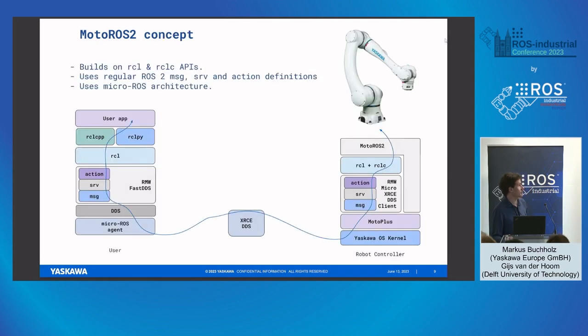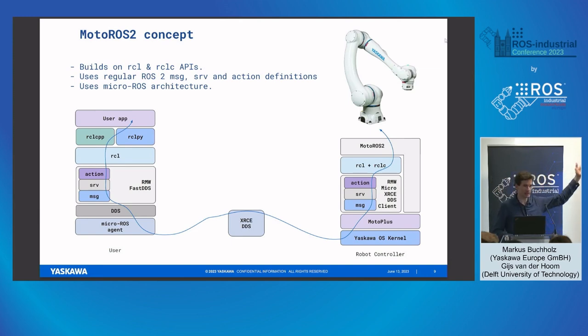Next slide, actually, it displays our technical solution. We successfully implemented a ROS node on the industrial controller. To achieve this, we use the rcl and rclc libraries from ROS, and we also use the ROS services and APIs. We install the MotoROS2 application using our SDK. Part of our SDK is MotoPlus.